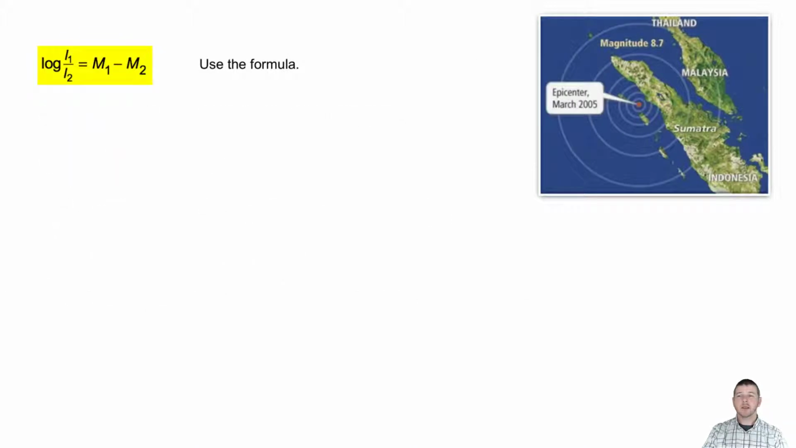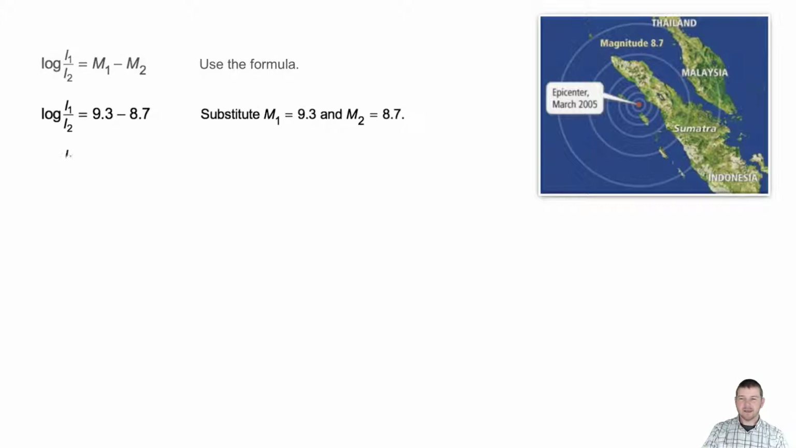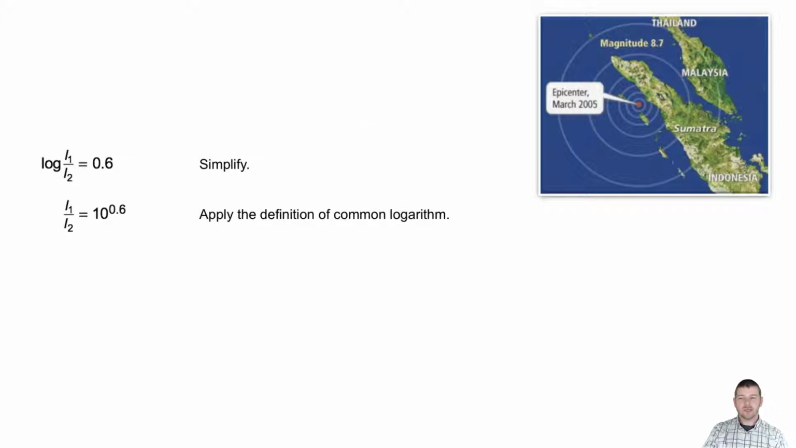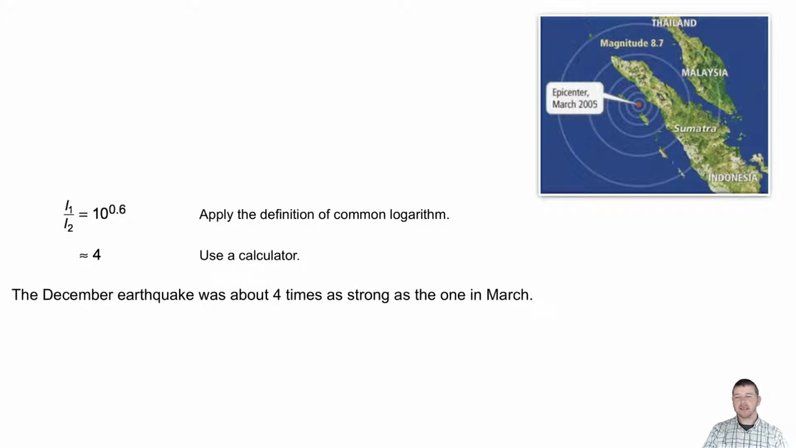We'll use the formula log of I sub 1 over I sub 2 equals M sub 1 minus M sub 2. We'll substitute the values. M sub 1 equals 9.3 and M sub 2 equals 8.7, our Richter scale magnitudes for the earthquakes. So log of I sub 1 over I sub 2 equals 9.3 minus 8.7, and that's 0.6. Then we'll apply the definition of common logarithm and rewrite the equation as I sub 1 over I sub 2 equals 10 raised to the 0.6 power, and we'll use a calculator to evaluate and find this is approximately equal to 4. So we can state the December earthquake was about 4 times as strong as the one in March.